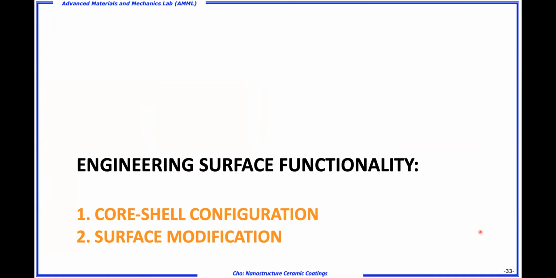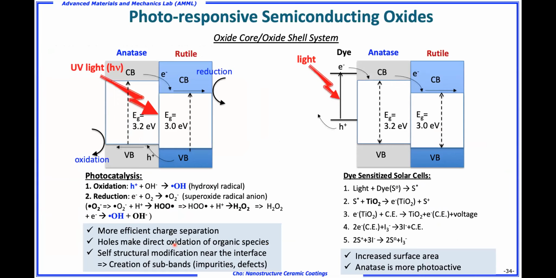Okay, given that, I'm now going to focus on engineering the surface functionality through a core shell configuration and surface modification. We try to get a more enhanced photo response from this semiconducting oxide through a hybrid structure like an oxide core and oxide shell structure. In this example, we have the rutile core, a rutile nanorod, and then we can form the anatase shell.